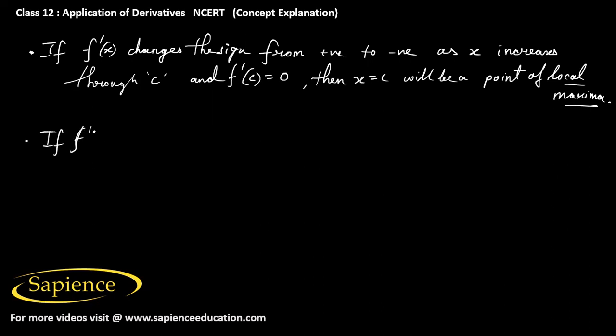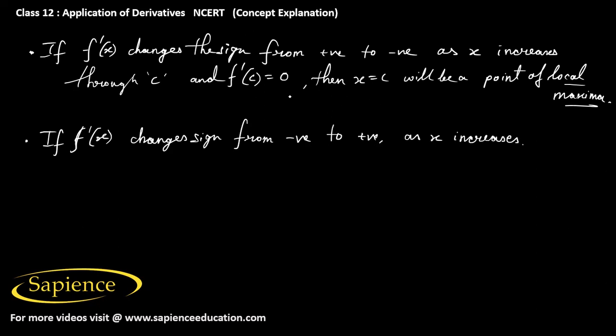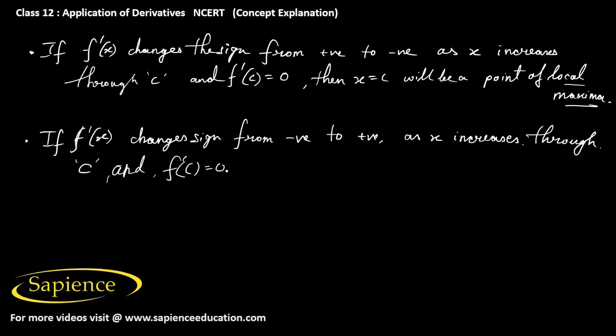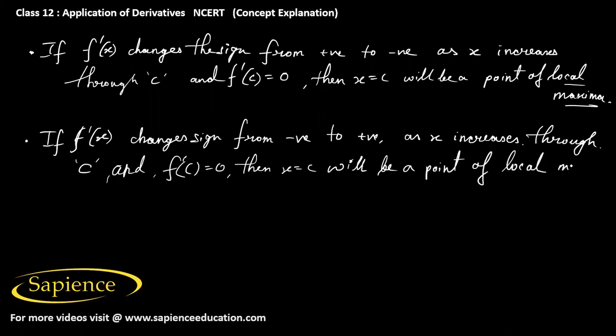And if f dash x changes sign from negative to positive as the value of x increases through c, and also f dash c is 0, then x equal to c will be a point of local minima.